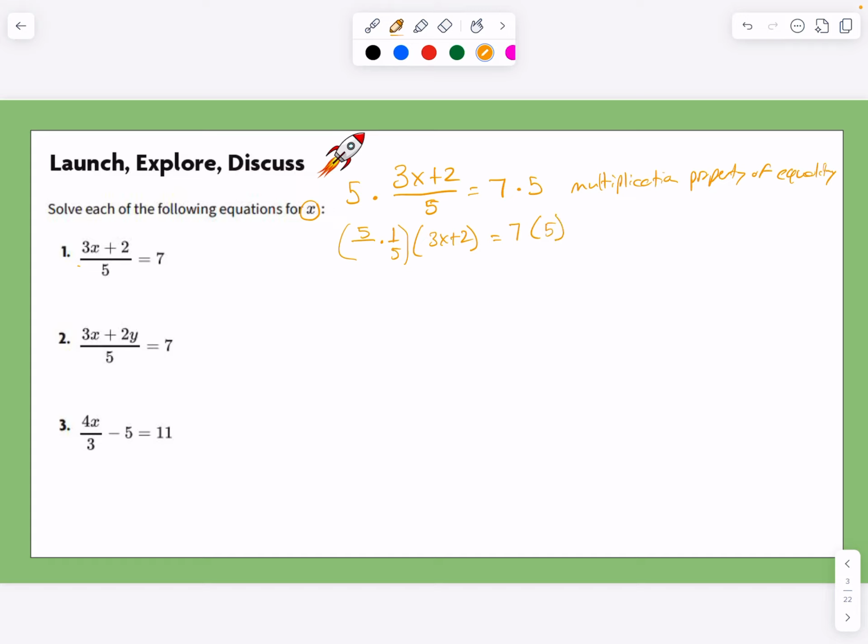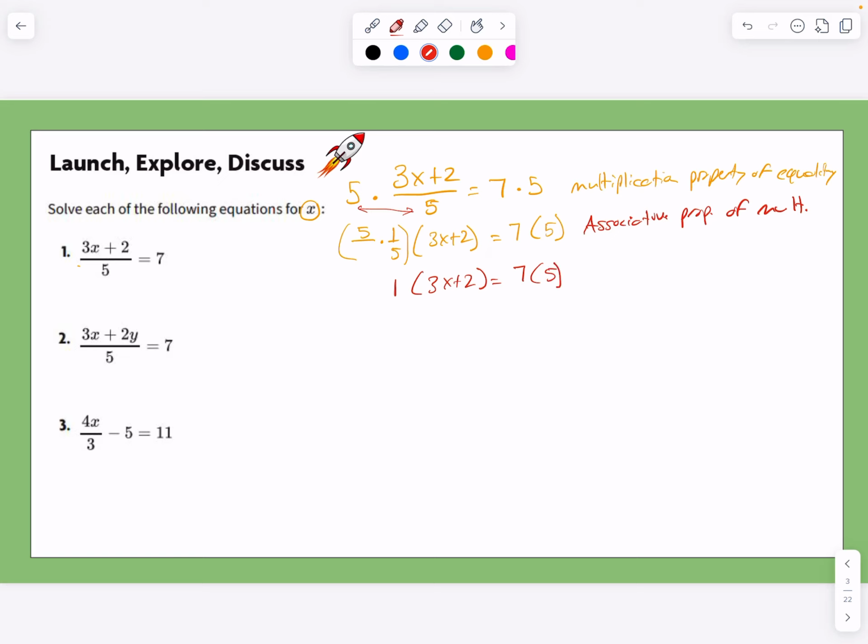Now, what I'm showing you with this part, which is multiplied by 5, is that 5 is really 1 over 5. And so this is what we would refer to as the associative property of multiplication. We're showing you how those things work together. Now, when I reduce this next, this becomes 1 times 3x plus 2 equals 7 times 5.